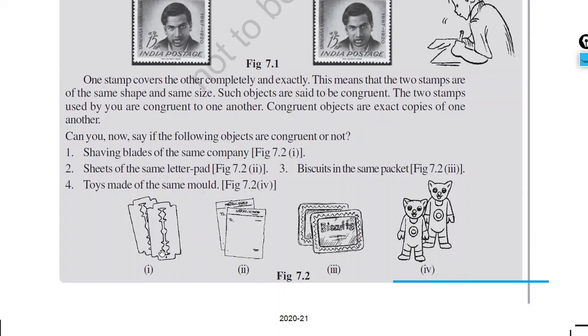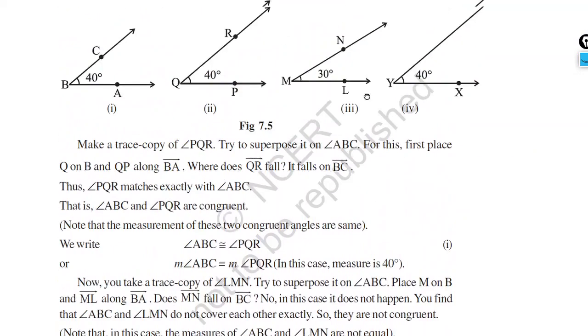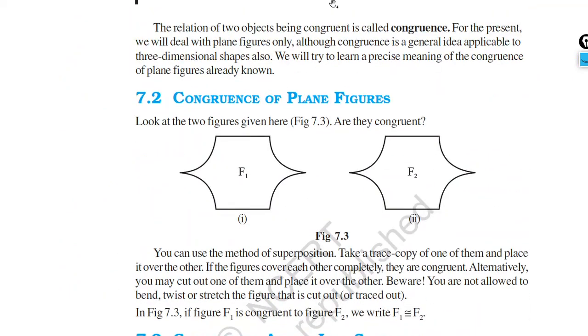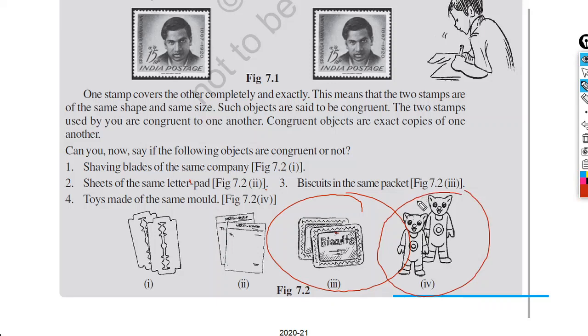Here you can see two blades. If you put one blade on another blade, they will exactly coincide. Similarly, biscuits, if you put one biscuit on another, they will also exactly coincide. And if you compare the two biscuits, they must be of same measures. Two dolls of the same company are also of same measurement.